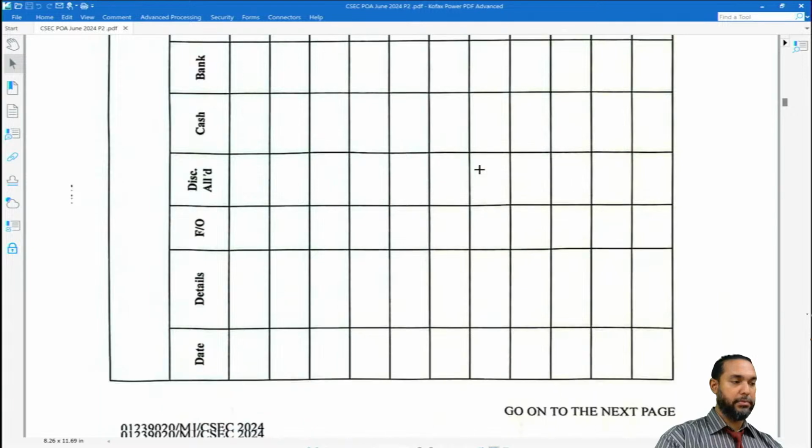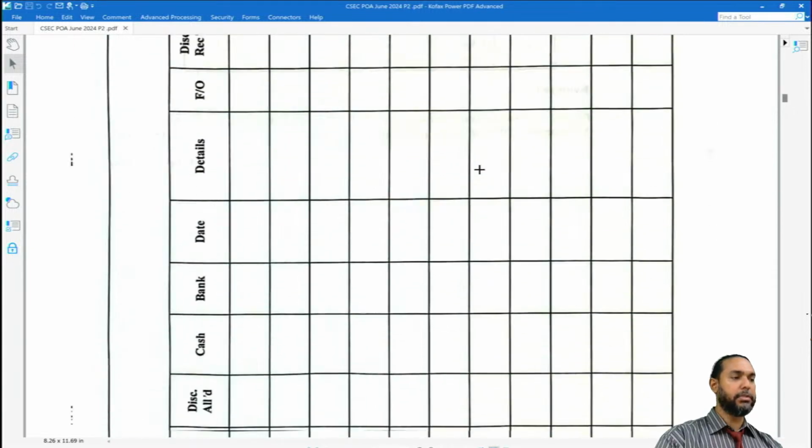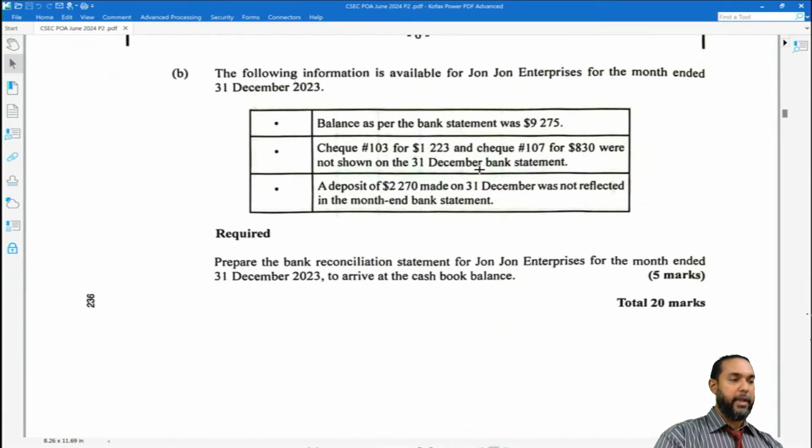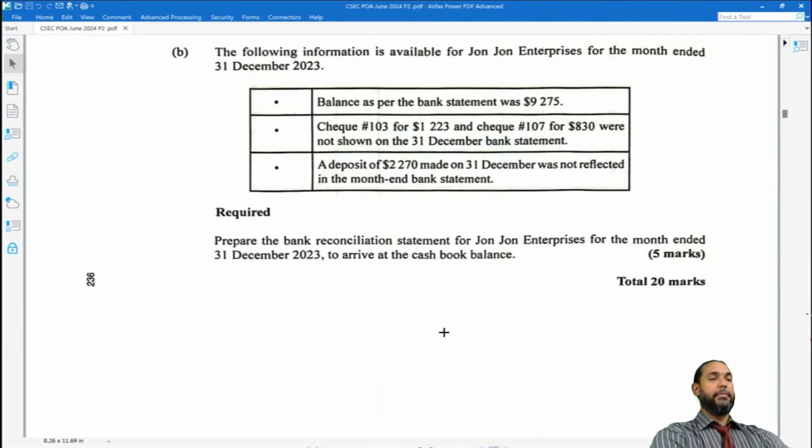Okay, so the following information is available for John Enterprises for the month ended 31st December 2023. Balance as per bank statement was that. Check 103 for 1223 and check 107 for 830 were not shown on the bank statement. A deposit of 2270 was not reflected. So prepare the bank reconciliation statement for the month ended.